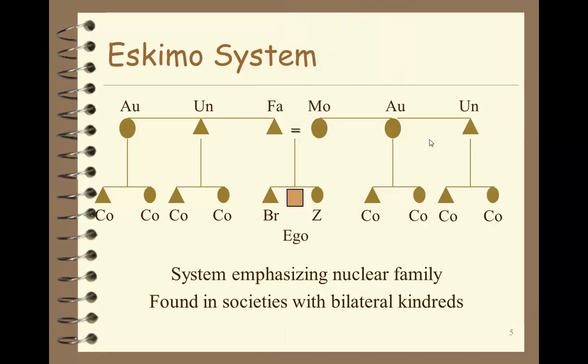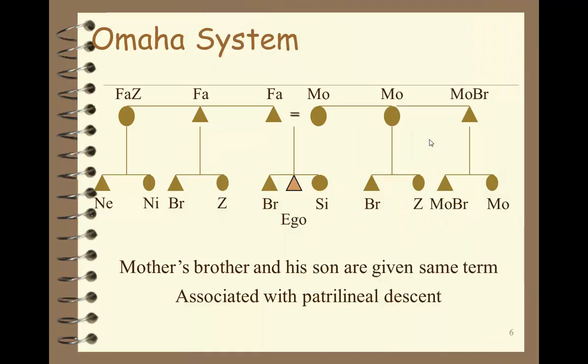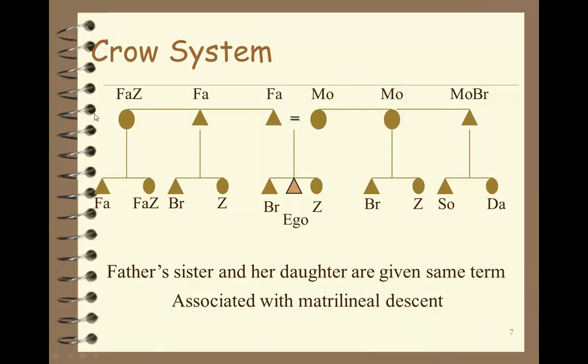The Eskimo system is also our system, so they are going to emphasize this as well. Now the Omaha system, note here we have our mother's brother, and yet his children also have the term mother's brother or mother. This tells us that we're not grouping them into that generational distinction, so they're not as important. Same thing with the Crow system. Over here we see the father's sister and the next generation down having the same terms, because again they're not as important in this kinship system.